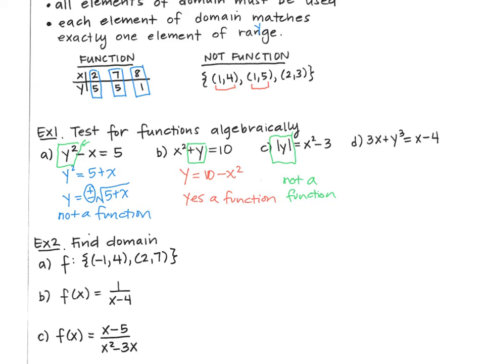Okay, and then for the last one here, I'm only going to look at the y term, in this case y to the third. I want to think about if I had y to the third equals something and I solved it, would I get one y value or two y values? Y to the third equals 8, I only get y equals 2. Y to the third equals -8, I only get y equals -2. Y to the third only produces one y value. So this is going to be a function because it produces one unique y value for each x value I input.